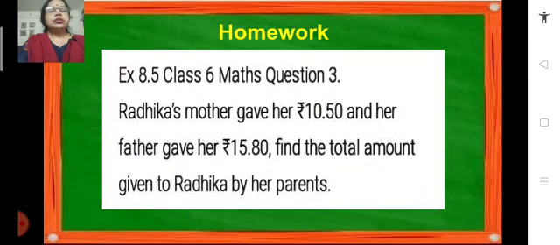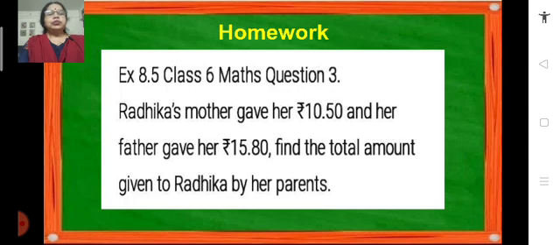Children, one question is given as homework, that is question number 3. Radhika's mother gave her rupees 10.50 and her father gave her rupees 15.80. Find the total amount that was given to Radhika by her parents. It's a very simple question. You have to answer this as your homework.